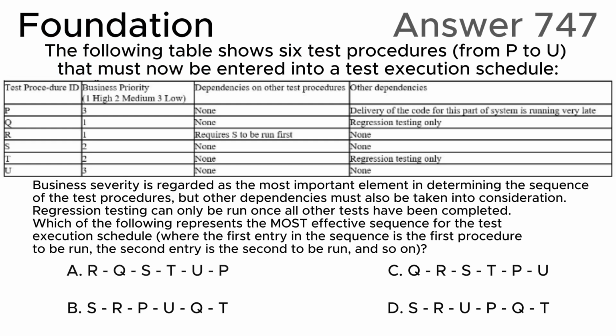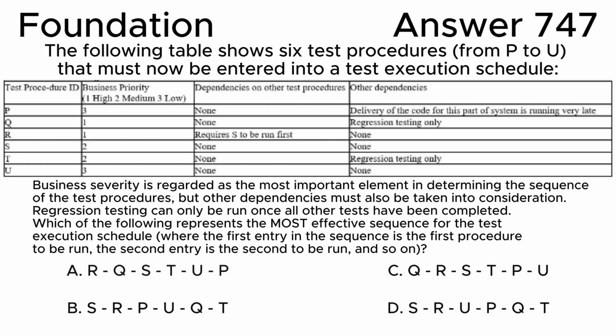According to the ISTQB Syllabus, the goal is to run the highest priority test procedures as soon as possible. The two high priority test procedures are Q and R, but test procedure Q is regression testing only, and test procedure R requires S to be run first. So, the first two test procedures are S and R.